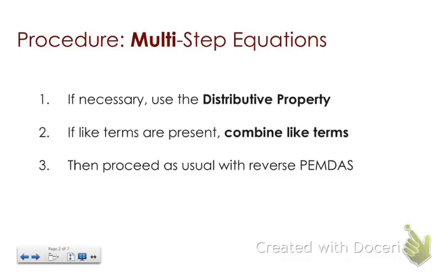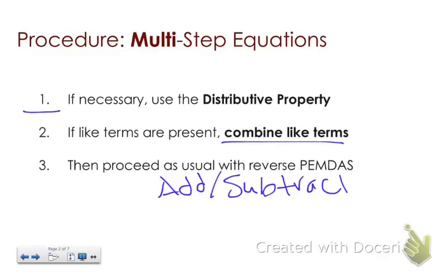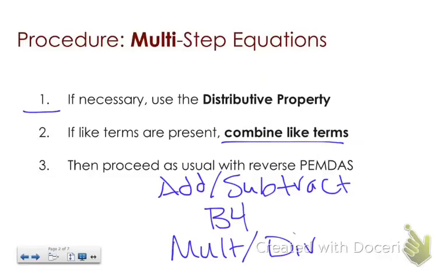If there is a possibility to distribute, you have to do that first. Then, if like terms are present, you must combine like terms. And then from there, we do the same thing as before with reverse PEMDAS. So add and subtract before you multiply or divide.